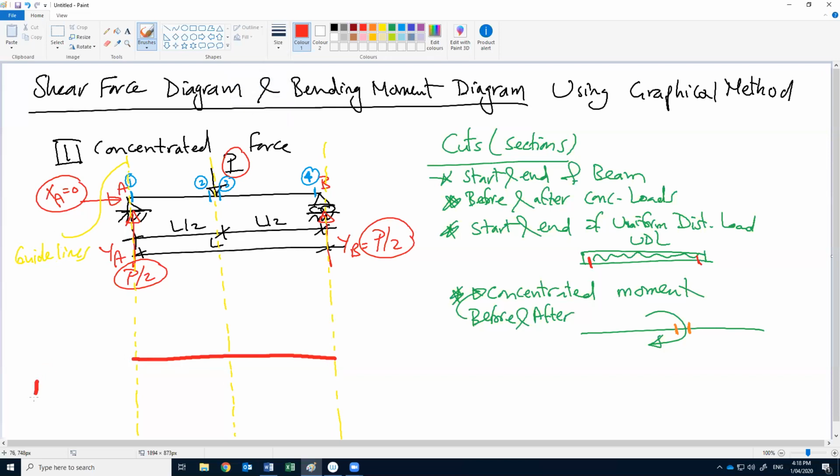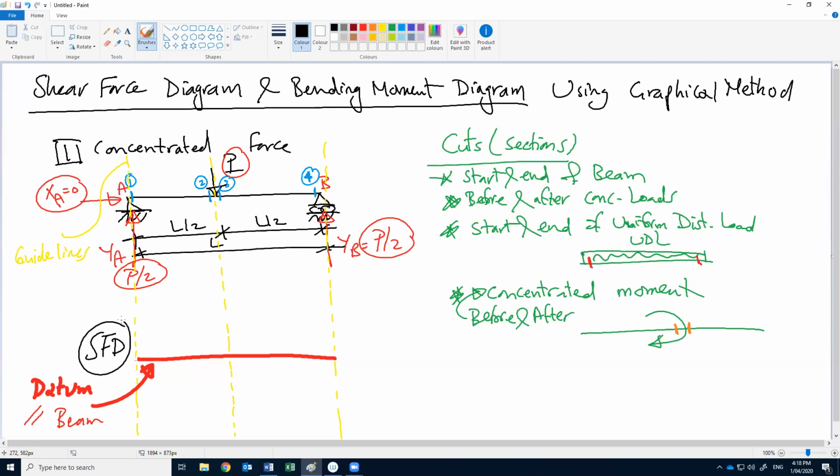So this datum is to put our graph or our diagram on. Okay, this datum is parallel to the beam. So our beam is a horizontal beam, so the datum is parallel to it, so it will also be horizontal. On this datum we will put our shear force diagram.